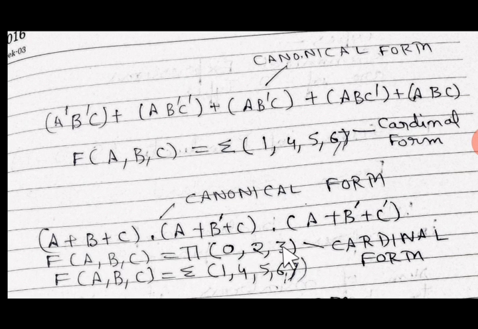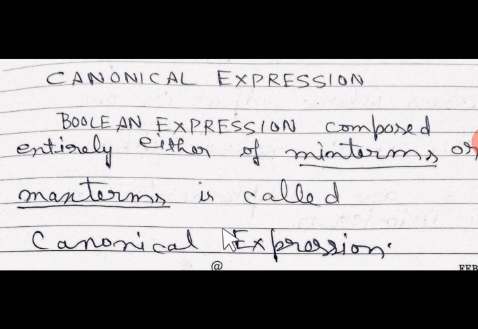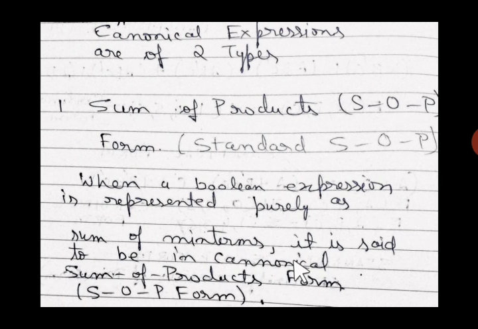Alright, now we are going to discuss this in detail. So first we talk about the definition of the canonical expression. A Boolean expression composed entirely either of minterms or only of maxterms is called canonical expression. Always remember this. Okay, the example I have already given. Now after that, students, we have types of canonical expression. Canonical expressions are of two types.